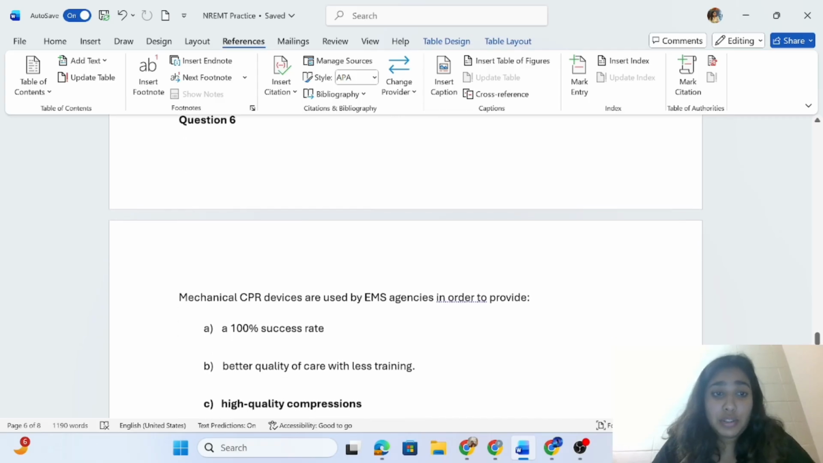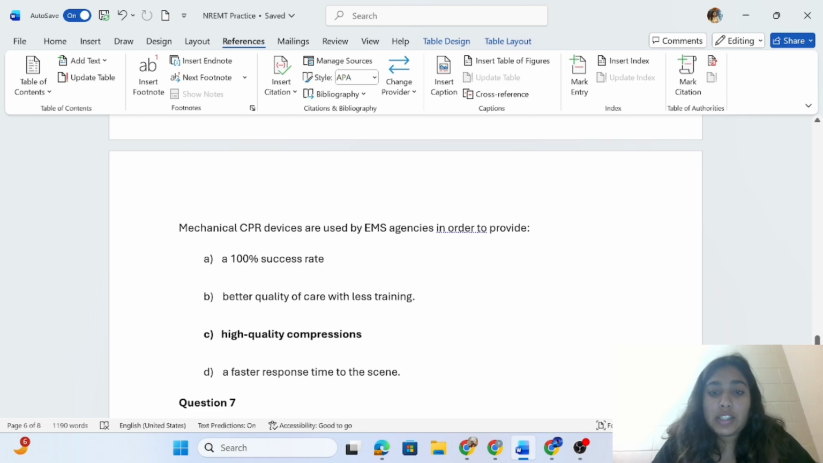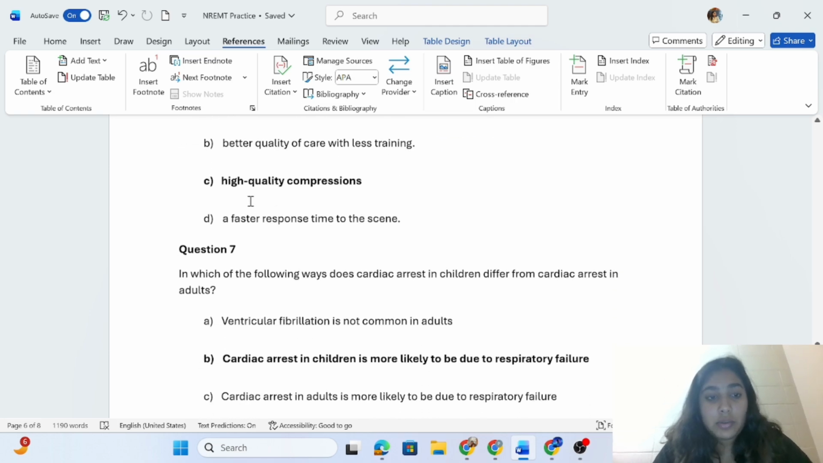Okay, let's do question 6. Mechanical CPR devices are used by EMS agencies in order to provide. So basically you can give CPR with your hands, but there's also a big machine which gives CPR to patients. So why are those CPR machines used? These CPR machines are used because sometimes when humans are doing it, they get tired, and they can't do quality CPR. So to give high quality compressions during CPR, they use mechanical CPR machines.